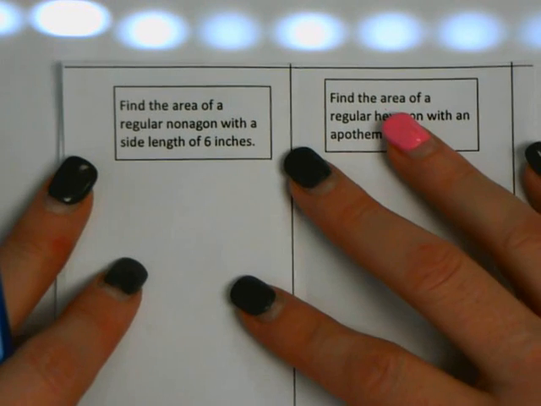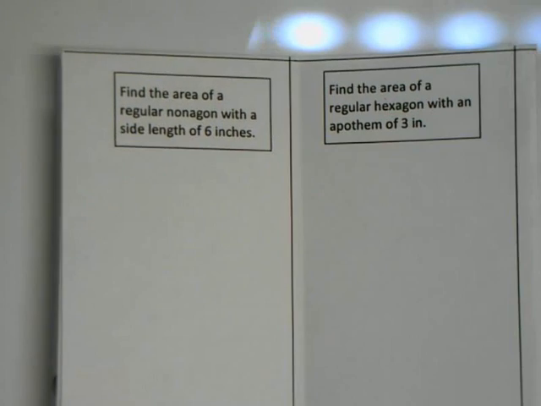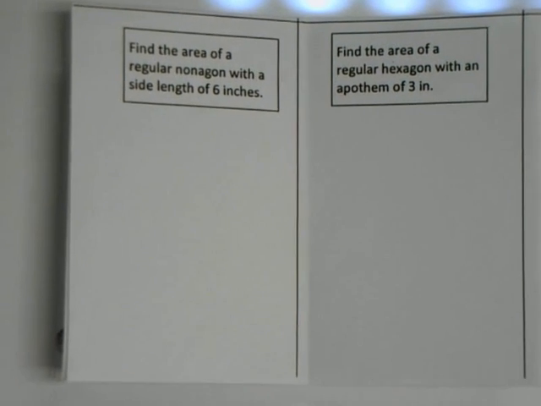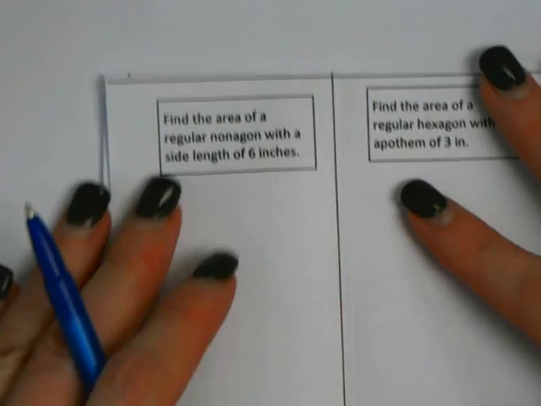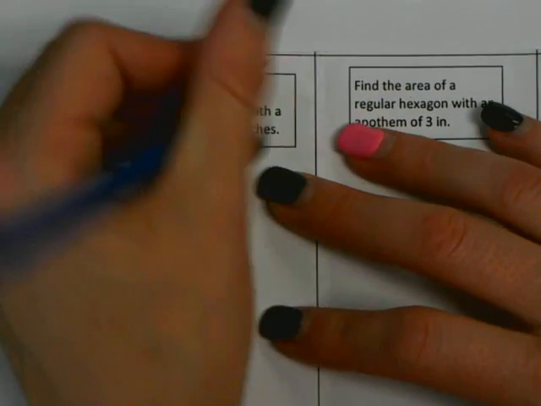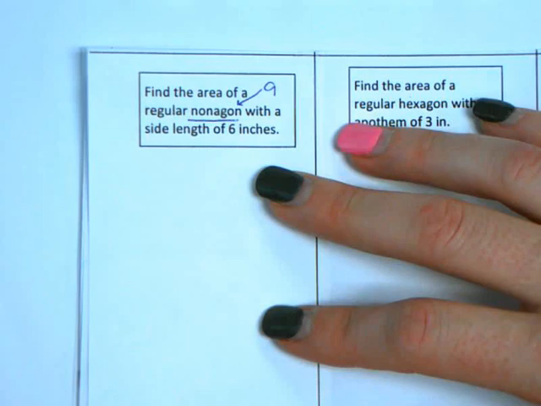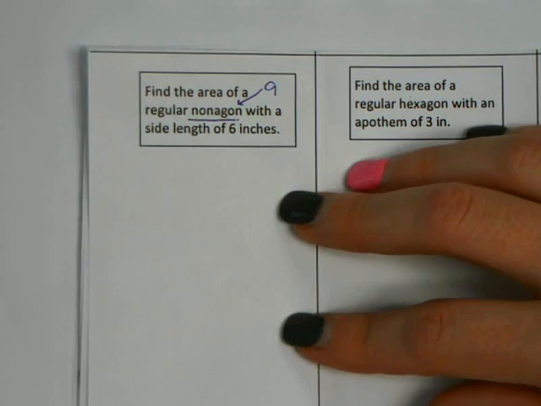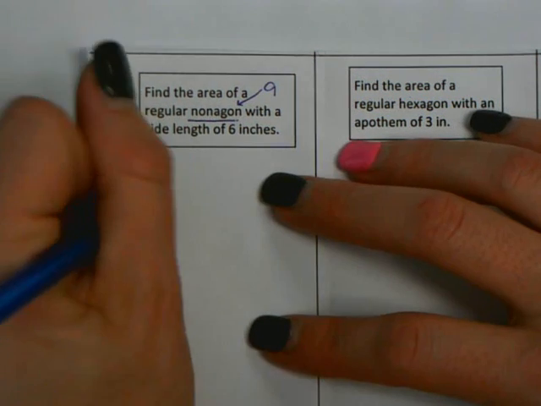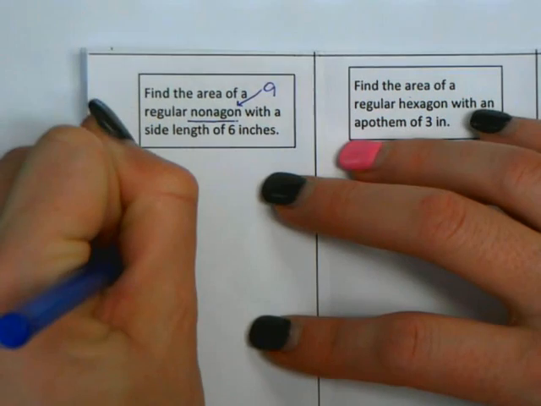All right. So now I'm going to do the next one with you. This is finding the area of a regular polygon. And this time, instead of having the apothem, I actually have a side length. All right. So this regular polygon happens to be a nonagon. Remember, nonagon means 9 sides.